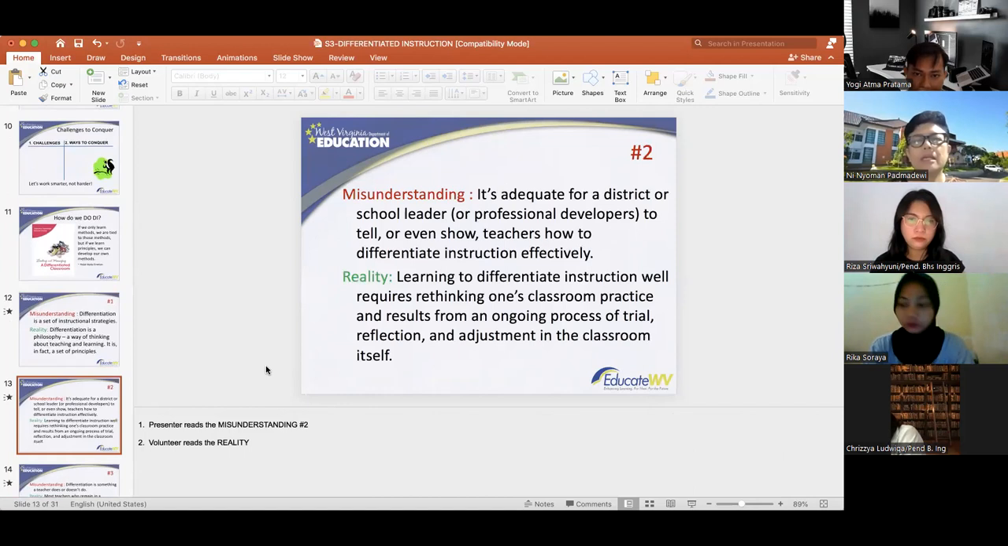Another misunderstanding is that it's adequate for a district or school leader to tell teachers how to differentiate instruction effectively. In reality, learning to differentiate instruction well requires rethinking one's classroom practice and results from an ongoing process of trial, reflection, and adjustment in the classroom itself. So it really takes a lot of time, because you need to do a kind of trial. Maybe at first you find out your classroom is chaotic, so you do reflection and adjustment in so many ways. So truly a lot of experience is needed.